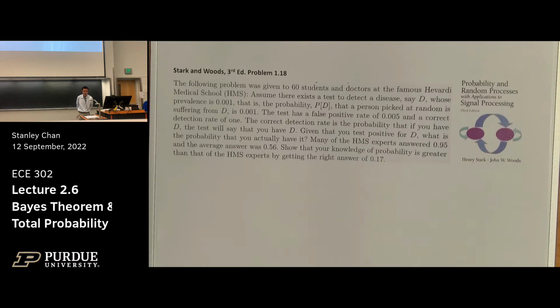If you got positive from the test, what is the probability that you indeed have the disease? How do we tackle this problem? That's very realistic. You never trust the COVID test results. You always ask what is the false positive rate and what is the true detection rate, and then you can calculate. How do you tackle this problem?